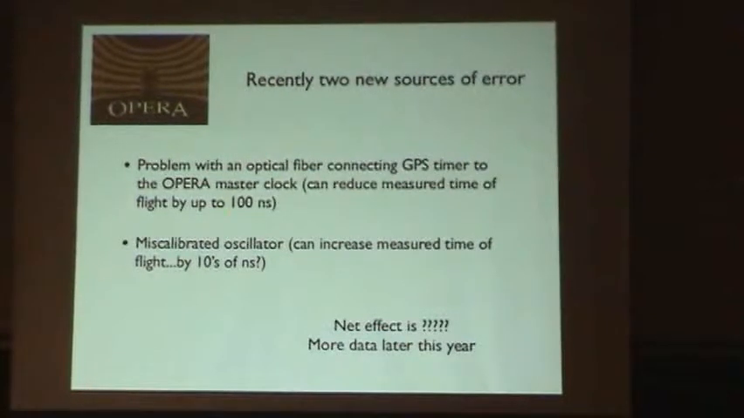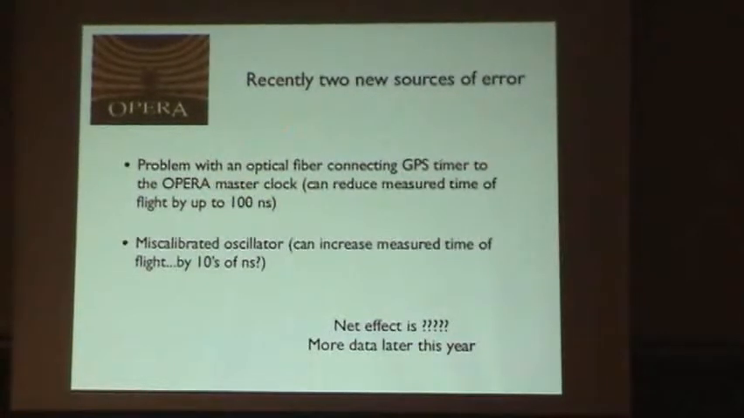So the GPS timer allows them to coordinate their timing with the timing when the pulse left CERN, and there was an optical fiber that was not working properly. This has been reported as a loose connection or something wasn't plugged in properly, and that's completely wrong. This is much more subtle than that.